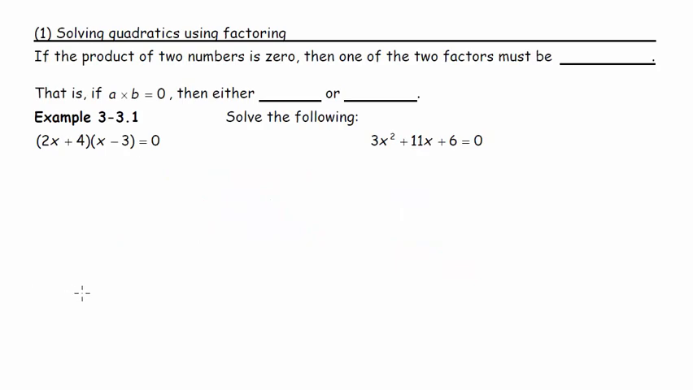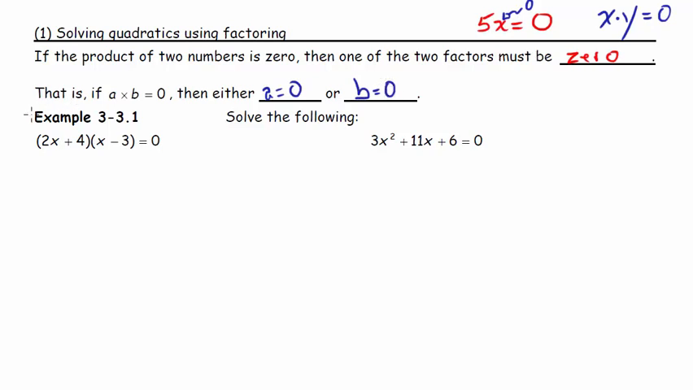So let's think about strategy 1, factoring. If the product of 2 numbers is 0, then we know that one of the 2 numbers must be 0. Let's say I had 5x equals 0. Well, 5 times a number equals 0, so we know this number right here must be 0. Similarly, if we have x times y equals 0, one of these 2 numbers must be 0. That is, if a times b equals 0, either a is 0 or b is 0.